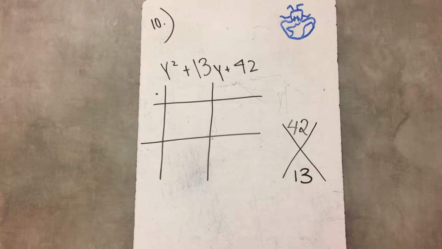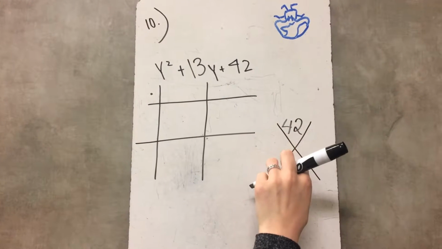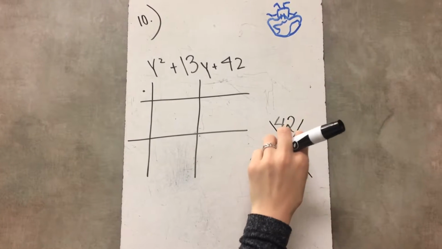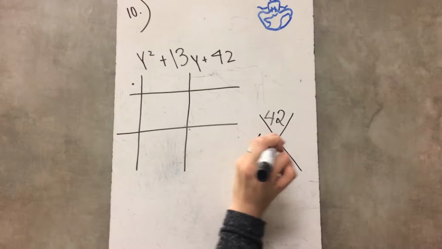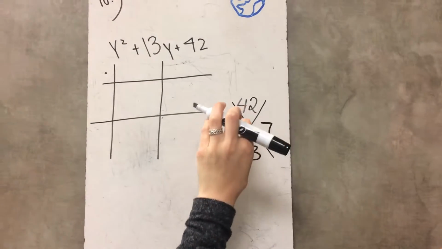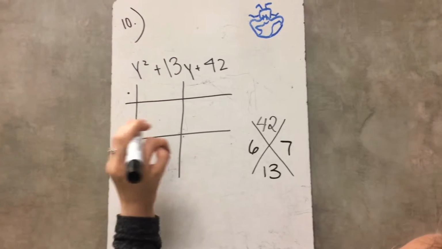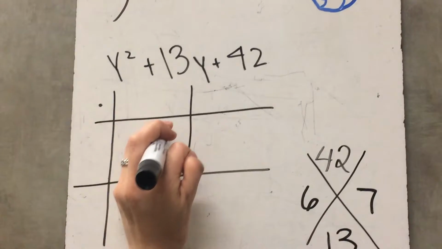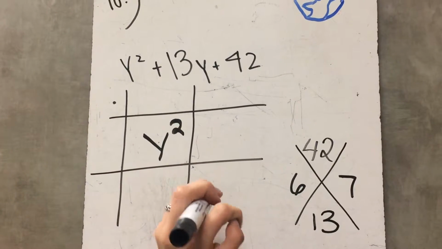So now we need to find what will multiply to this and add up to this. And we know that for this, the only option is 6 and 7, because 6 and 7 multiply to 42 and they add up to 13. So now we set up this and we know that this has to be y squared, and that this has to be 42.